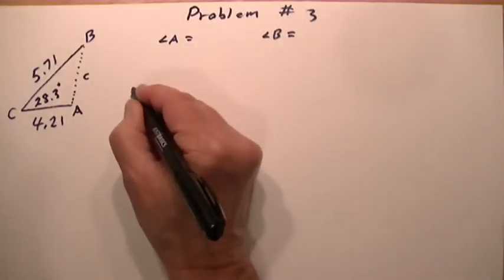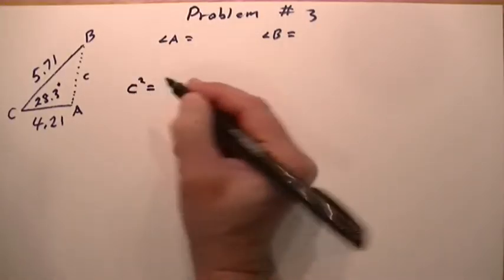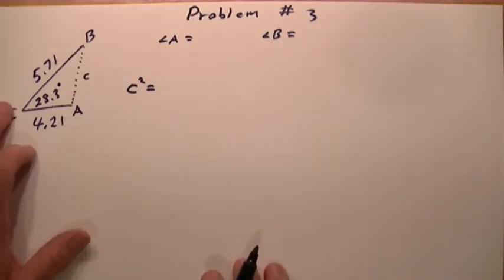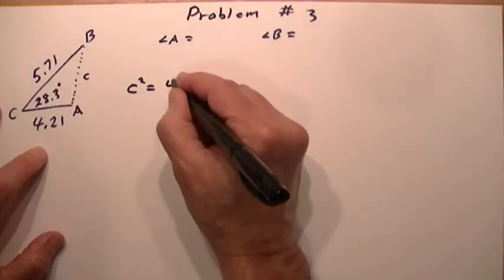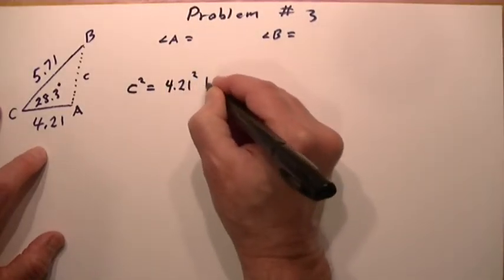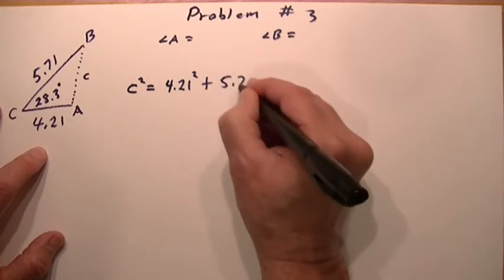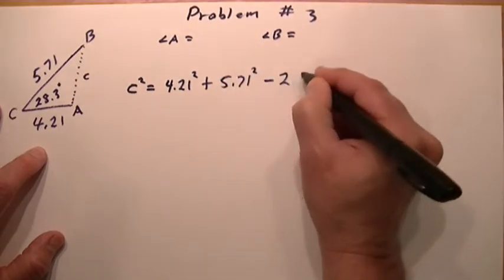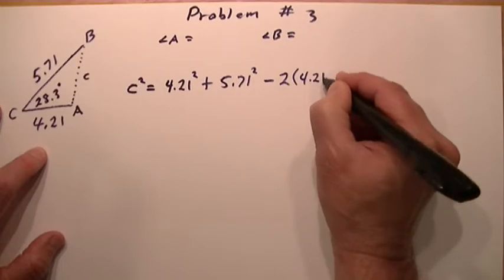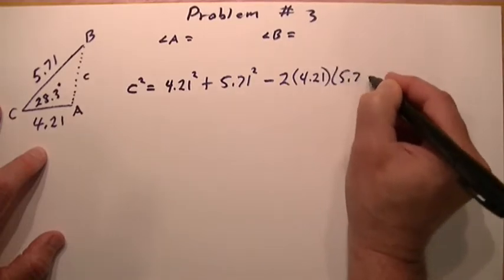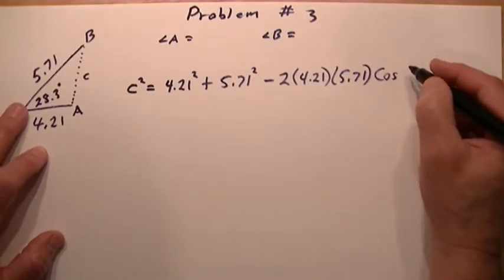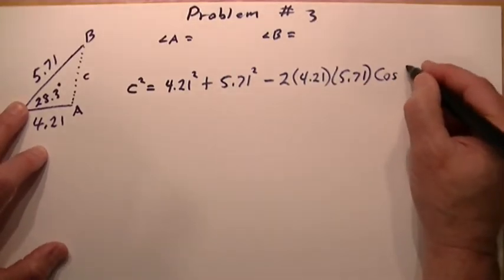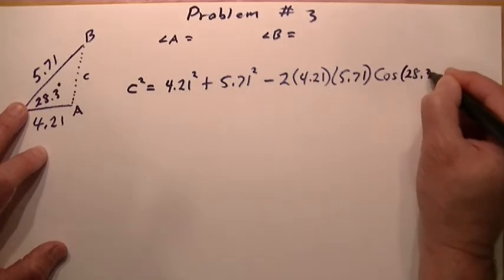Okay, and in this case, C squared is, remember, it starts out just like the Pythagorean theorem. So C squared is equal to 4.21 squared plus 5.71 squared minus 2 times the 2 values times the cosine of the included angle, 28.3. Okay?